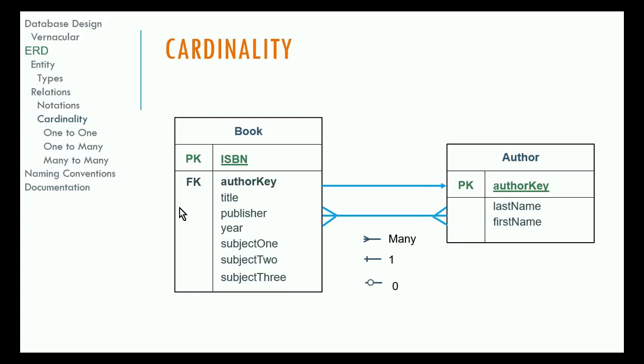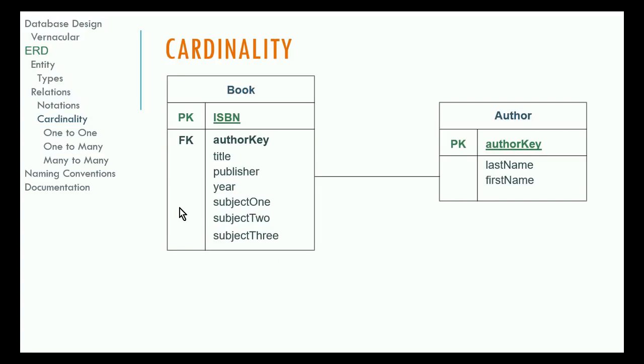When we talk about cardinality, that is the degree to which different entities are related, or the numbers of things that can be related to the number of things on the other side. I'll show you an example. So here we have a book on the left. A book has one and only one author, for example.